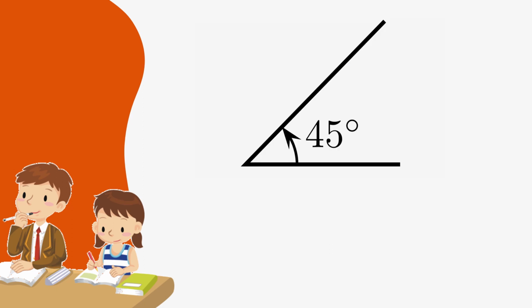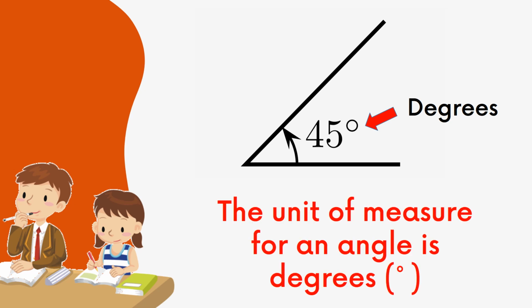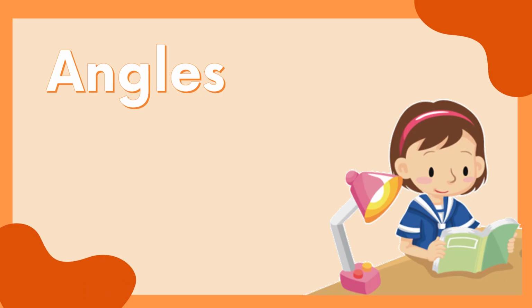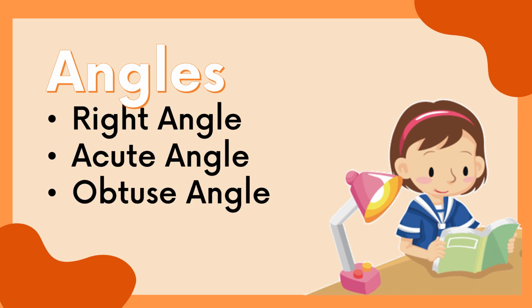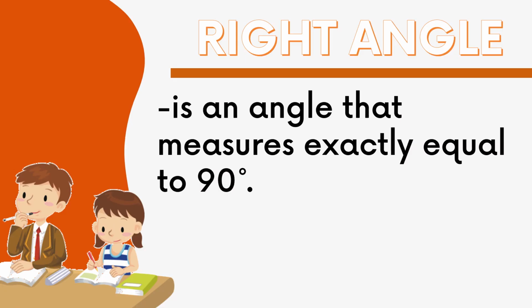This is an example of an angle. The measurement of the angle in the screen is 45 degrees. The small circle beside 45 is what we call degrees. The unit of measure for an angle is degrees. So, the different angles that we are going to discuss today are right angle, acute angle, and obtuse angle. So let us start with right angle.